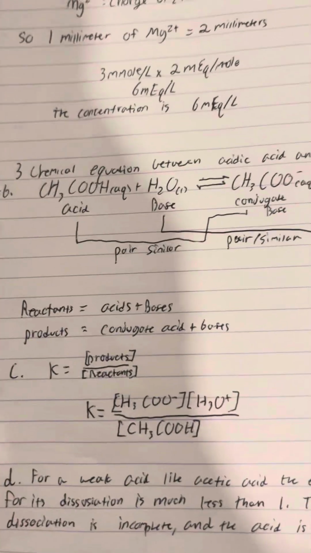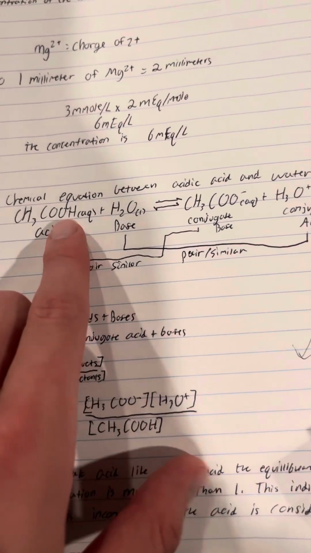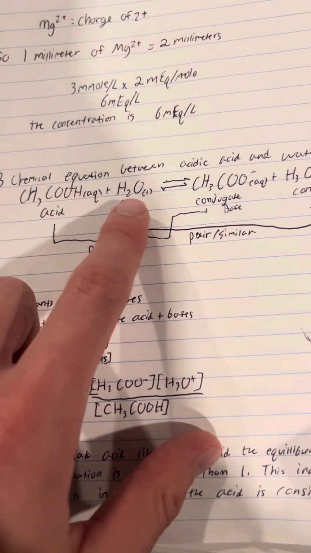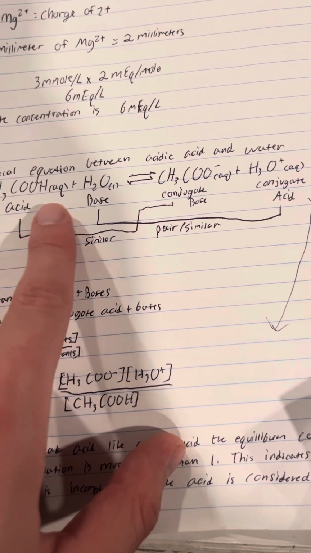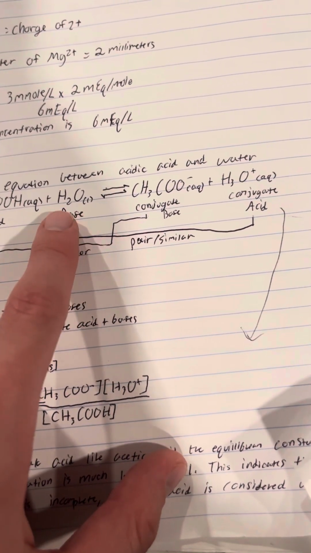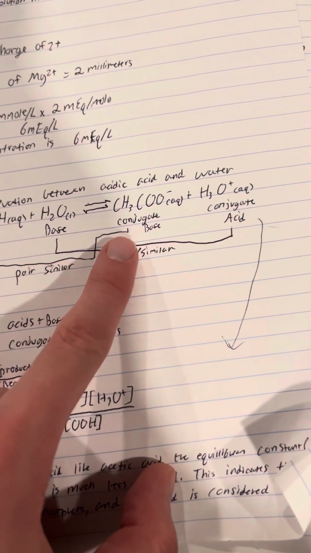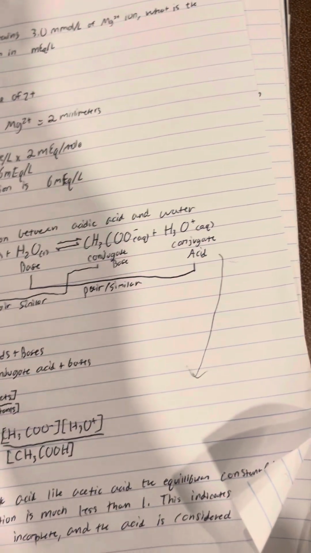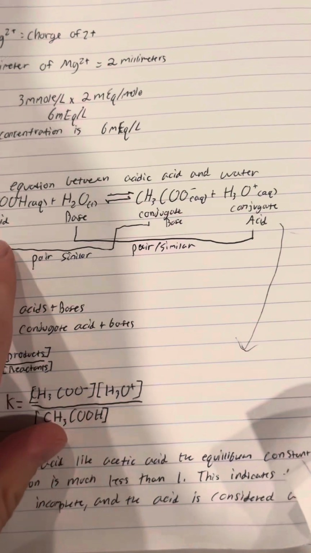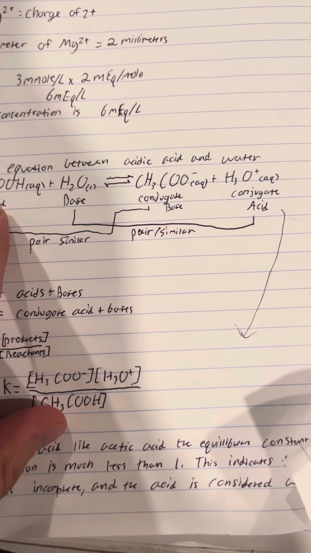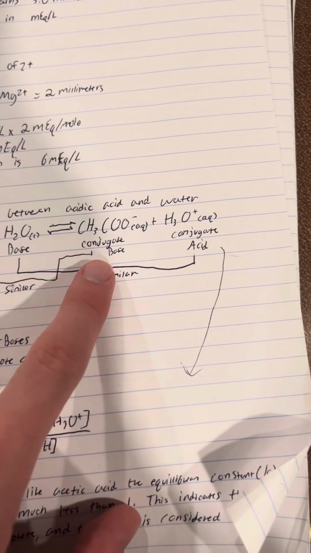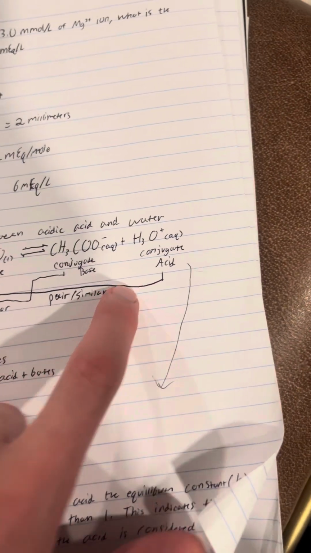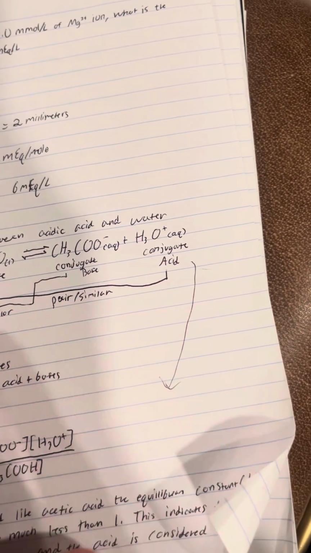So for parts A and B, for A, we wrote a chemical equation between acetic acid and water. So I have CH3COOH plus H2O to CH3COO- plus H3O+. Here the CH3COOH is the acid, H2O is the base, CH3COO- is the conjugate base, and H3O+ is the conjugate acid.